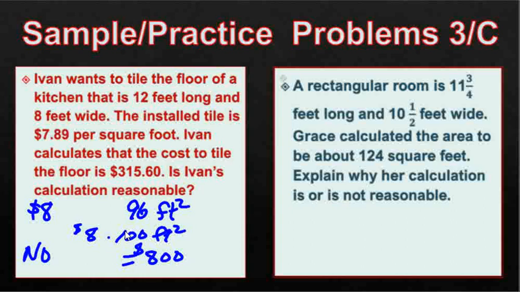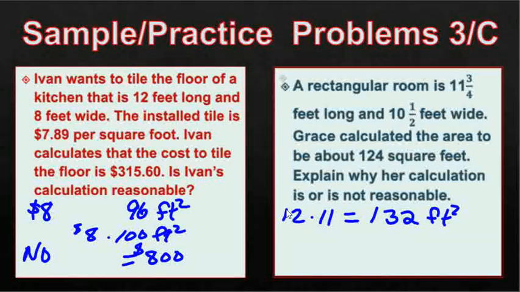Next one, a rectangular room is 11 3/4 feet long and 10.5 feet wide. Grace calculated the area to be about 124 square feet. Explain why her calculation is or is not reasonable. So let's estimate the room's dimensions. So 11 3/4 is about 12. 10.5 feet is about 11. So if you do the multiplication, that would be about 132 square feet. And Grace calculated the area to be about 124 square feet.